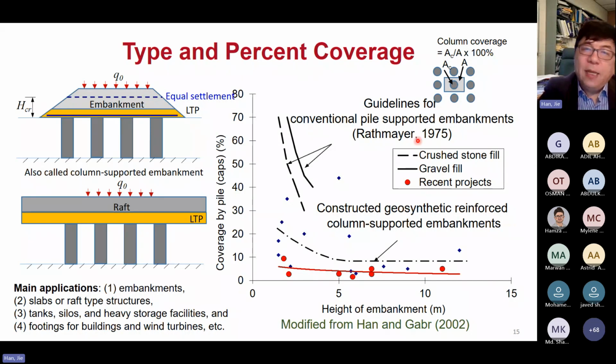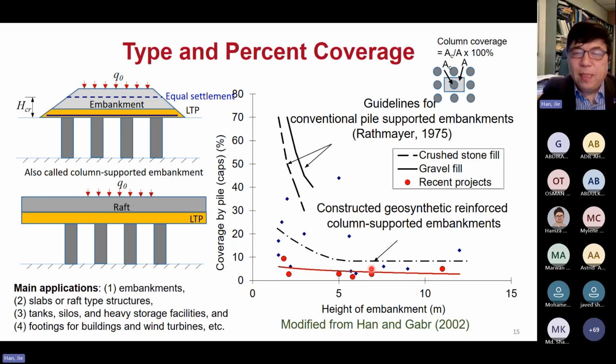Okay, if you look back at 1975, there was a paper published that provided guidelines for conventional pile supported embankments, as they were called at that time, and the requirement for the percent coverage was 30 to 70%. Then when I published a paper back in 2002, I surveyed results from different projects around the world, and I drew the line at about 10 to 20%. Now, the reduction of the percent coverage or area replacement ratio basically means you use a larger spacing of the columns and you reduce the cost.